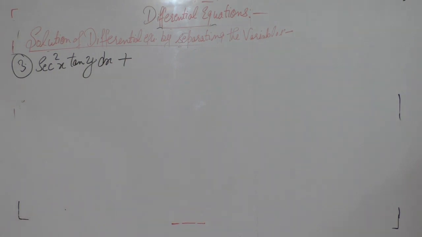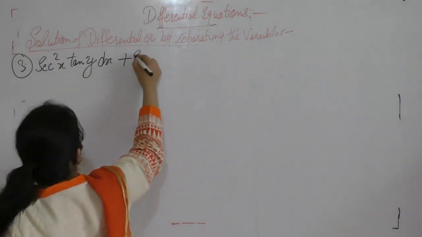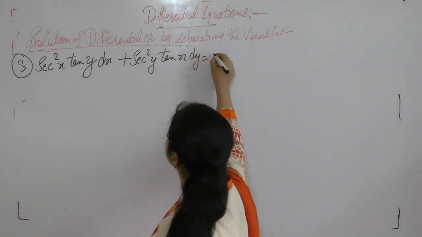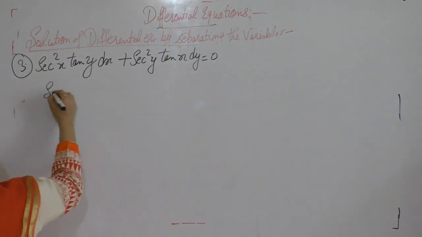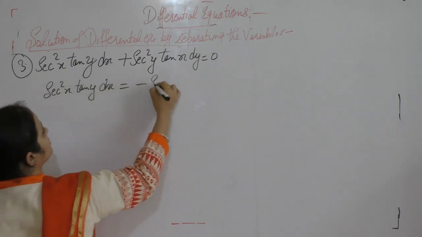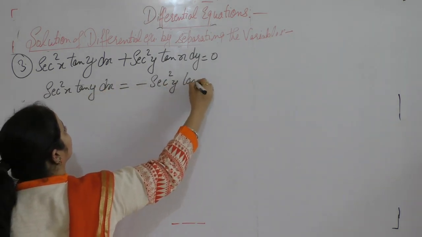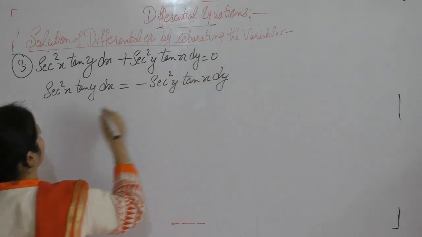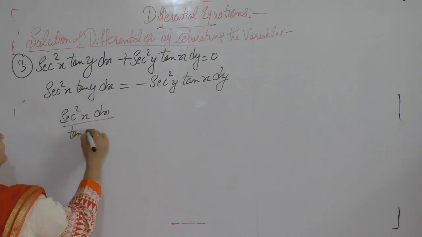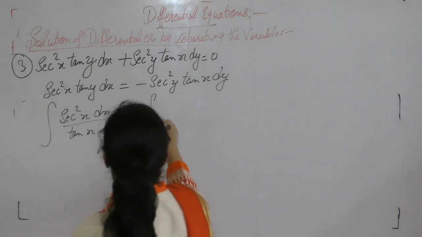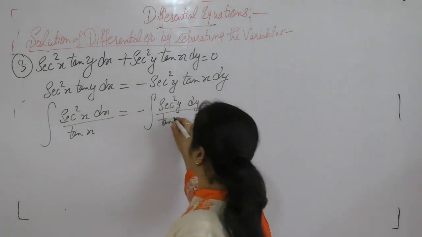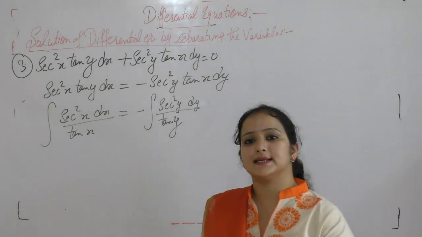sec square x tan y dx plus sec square y tan x dy is equals to 0. Sec square x tan y dx is equals to minus sec square y tan x dy. Now here we have dx, so sec square x dx upon tan x is equals to minus sec square y dy upon tan y.